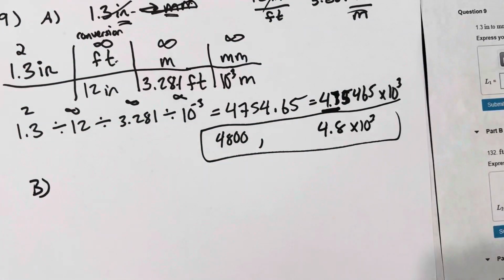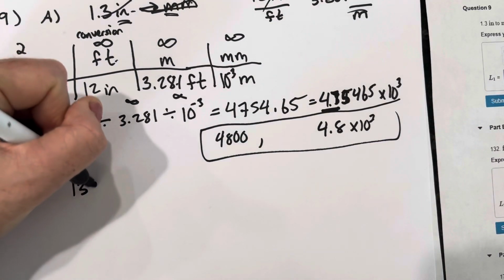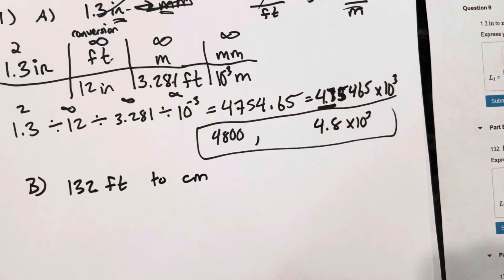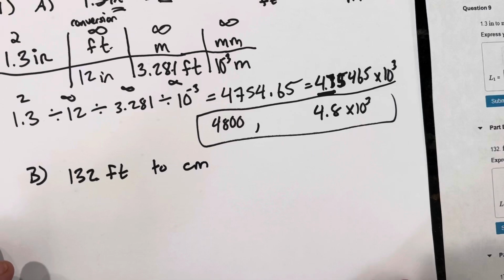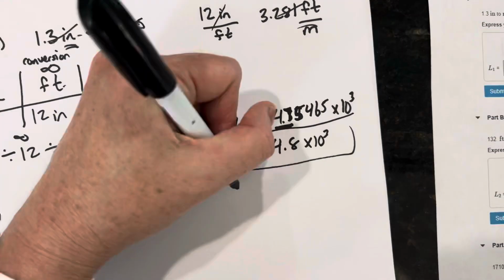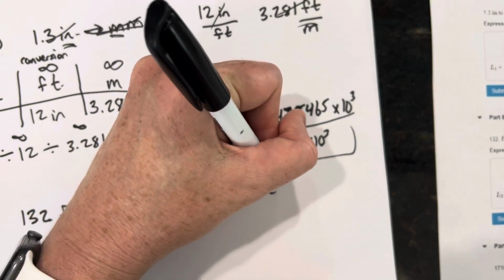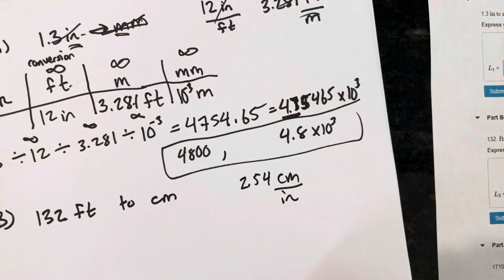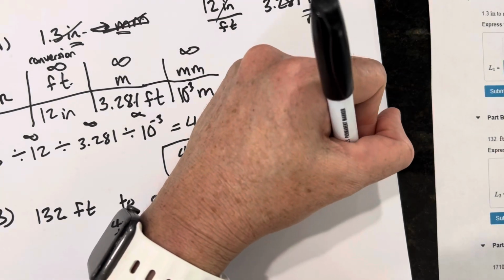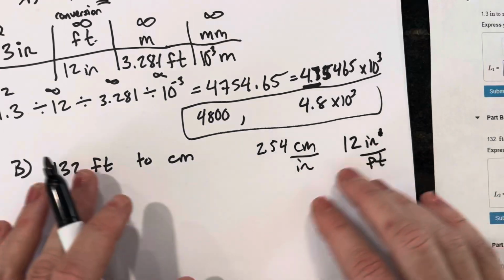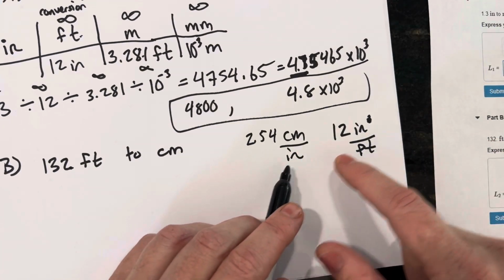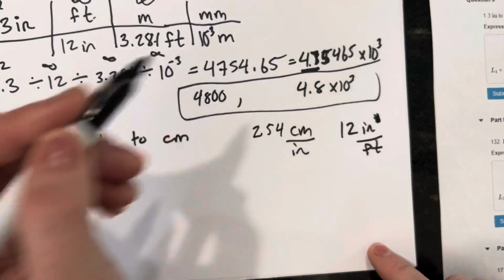Let's look at part B, where it says 132 feet to centimeters. We could use this conversion that I have up here and do it. I could use that there's 2.54 centimeters in an inch, which is pretty common, or that there are 12 inches in a foot. There are so many ways to go about solving this problem, but let's say I gave you these two, 2.54 centimeters per inch and 12 inches per foot.